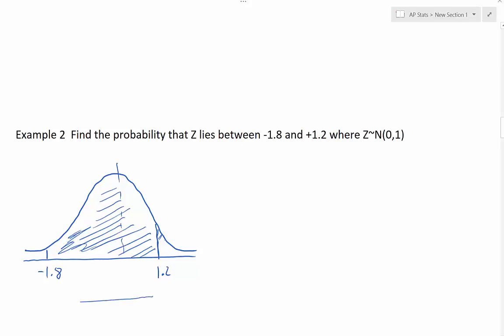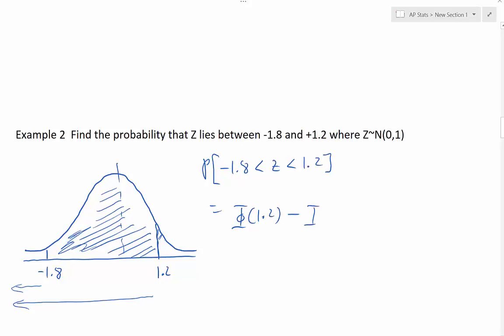So if I take the area all the way down from 1.2 and subtract from it the area below minus 1.8, what I'm going to need is the probability that minus 1.8 is less than z is less than 1.2, which is the same as the area below 1.2 minus the area below minus 1.8.